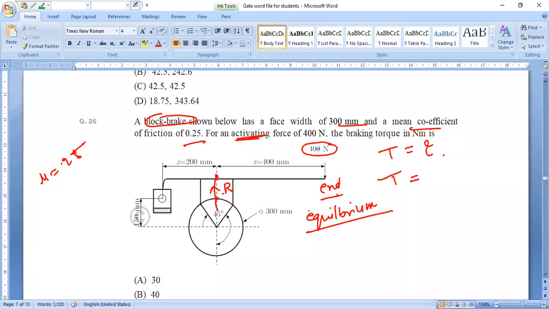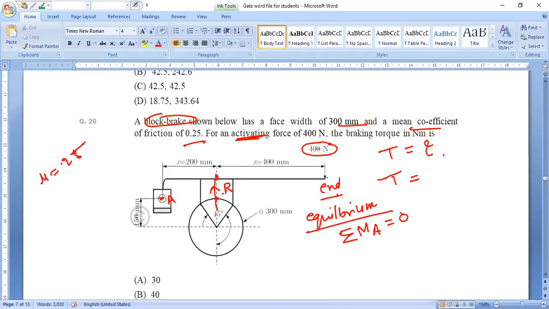So for equilibrium, the summation of the moment about the fulcrum must be 0. Let this point be A. So I am taking the moment about A, so the moment about A must be 0. In the block brake, the moment about this fixed point must be 0.